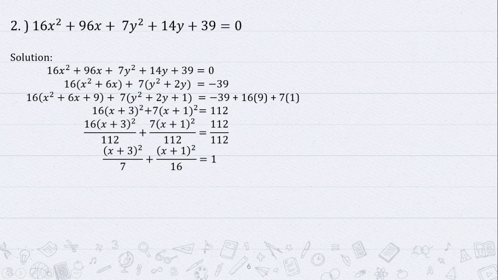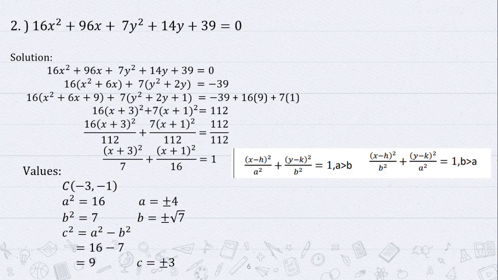There is actually a shortcut here. The leading coefficient of the first term will be the denominator of the second term. In this case it is 16. While the leading coefficient of the second term will be the denominator of the first term, which is 7. With this standard form, we can now get our values.